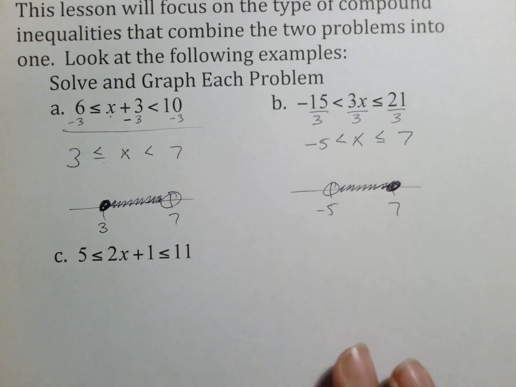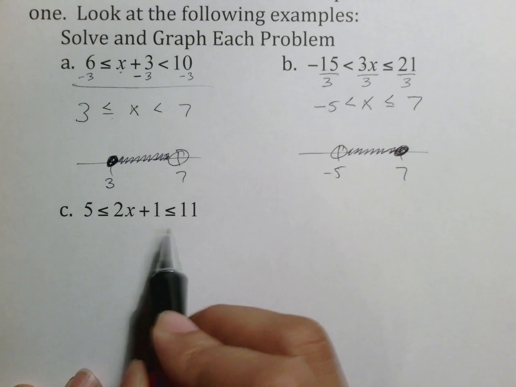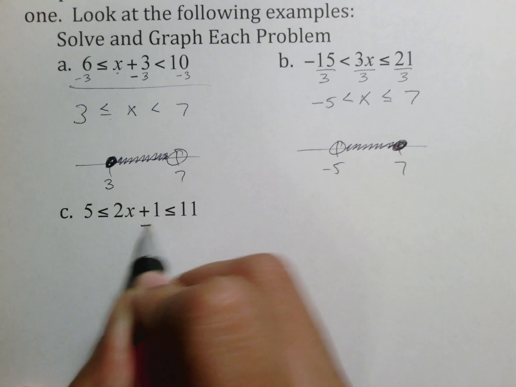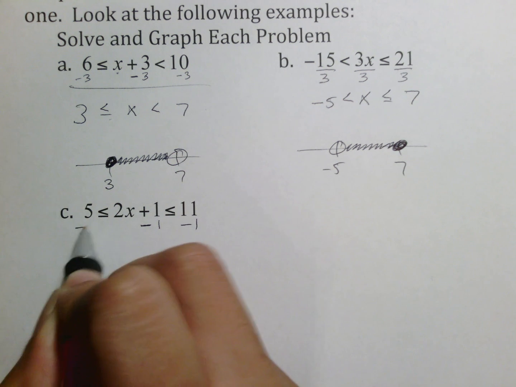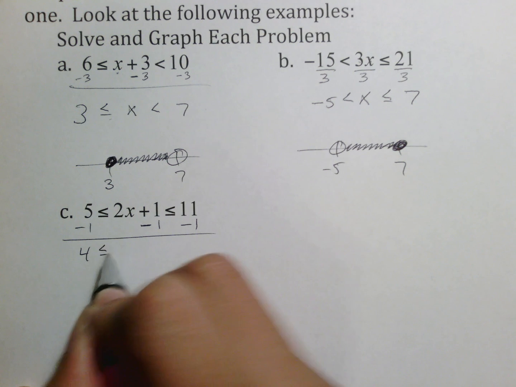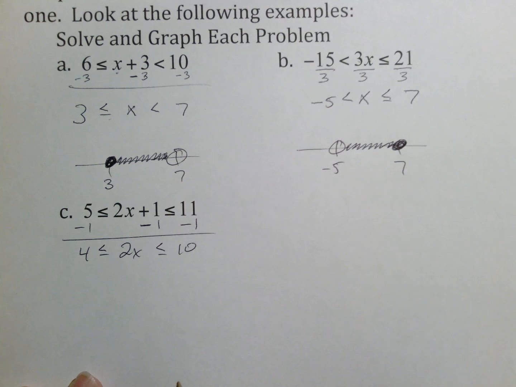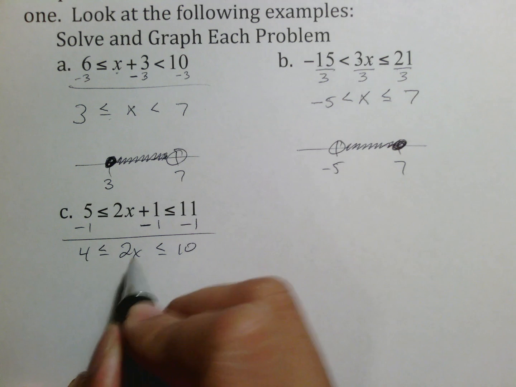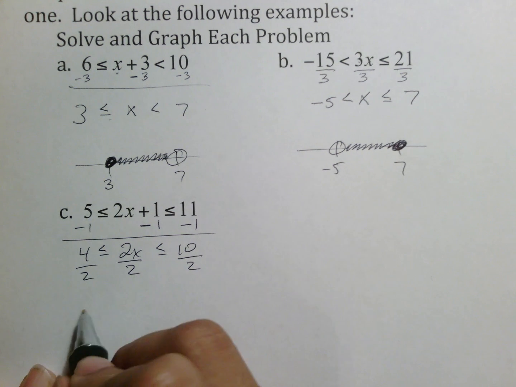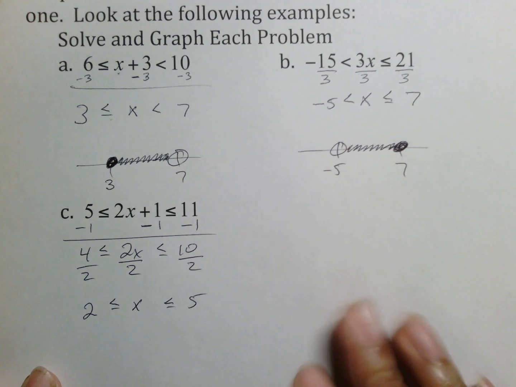Alright? And then even when the problems get a little bigger, you still are ready for this. Here, 2x plus 1, the first thing we would always do is subtract the 1. The only difference is now we do it 3 times. That brings down 4 is less than or equal to 2x, which is less than or equal to 10. From there, we divide all things by 2. Getting 2 is less than or equal to x is less than or equal to 5.